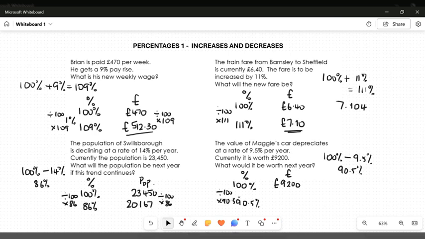So 9,200 divided by 100 times by 90.5, press equals, and we've got a value of £8,326. And that's how you increase or decrease by a percentage.